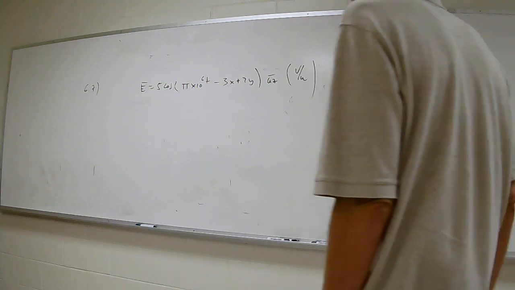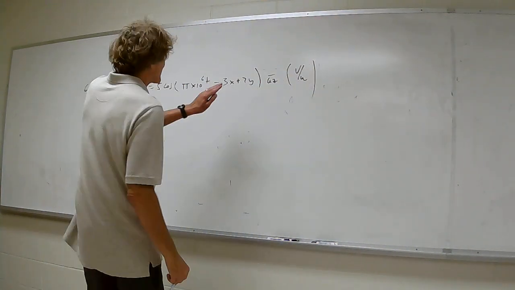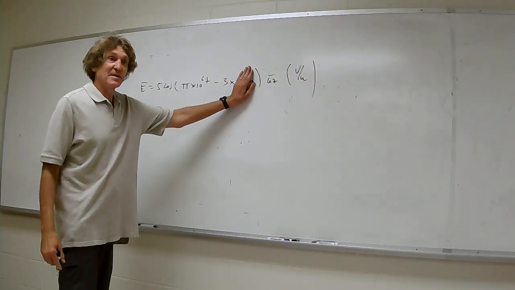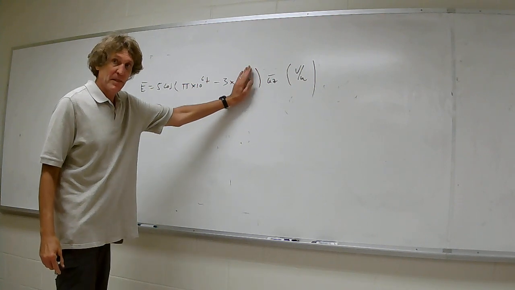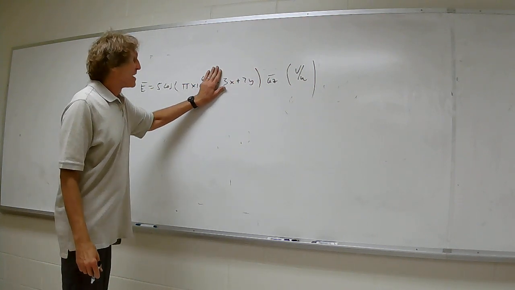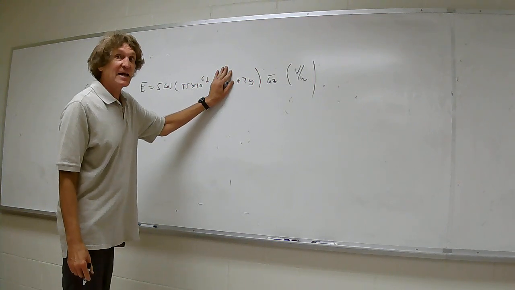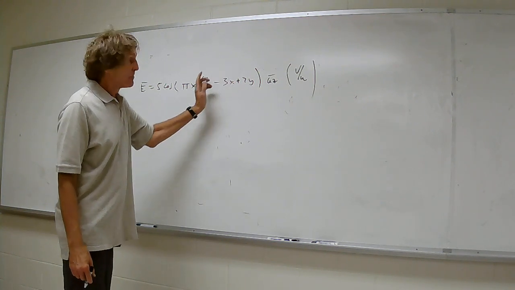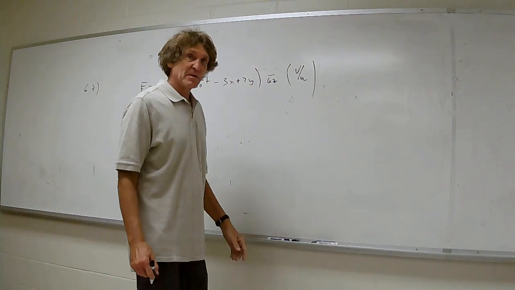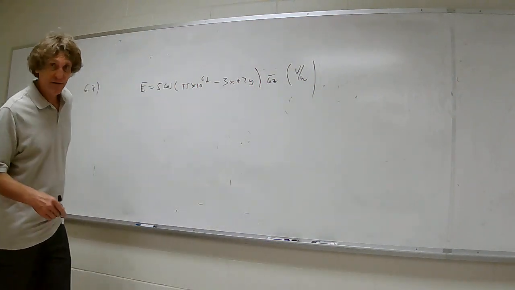So you're used to seeing it. If it was just minus 3x, it would be in the positive x direction, right? Mm-hmm. If it was plus 2y, it would be in the negative ay direction. You all follow me? But you got a combination here. So you know how to do it?